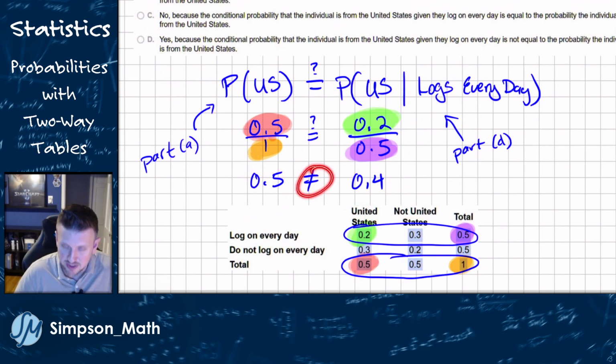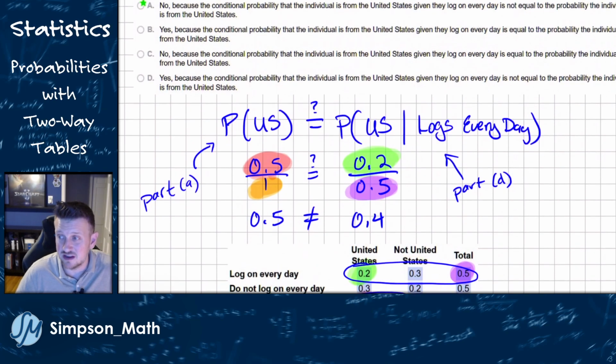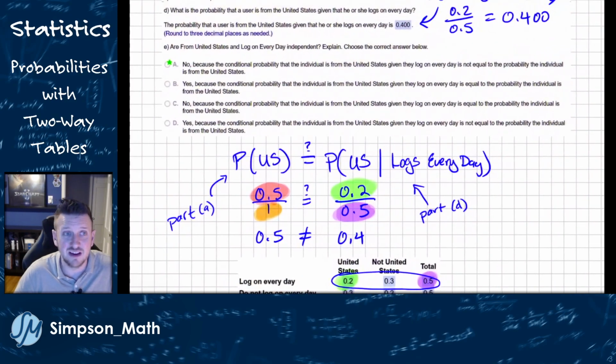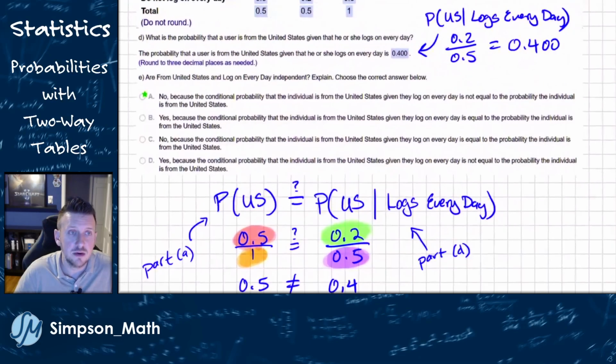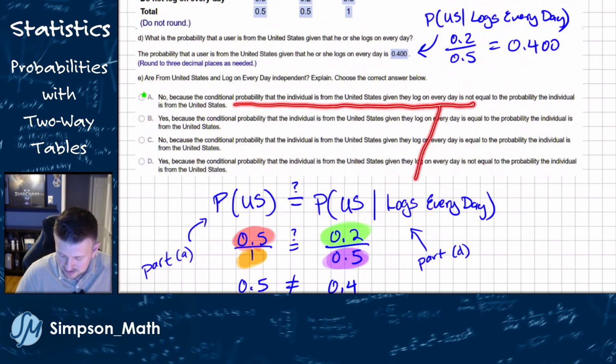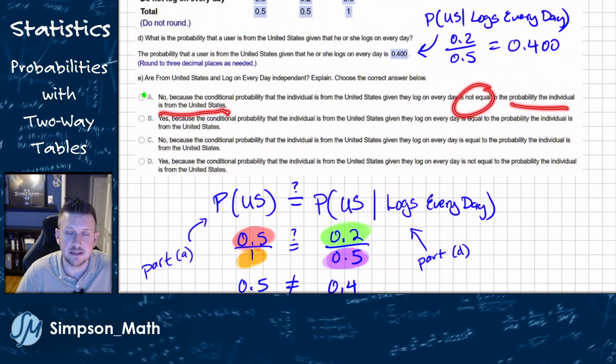That does not equal each other, and it's 10% off, and for a website, the 10% is going to be a big enough deal. So we're going to say no, these are not independent because the conditional probability that the individuals from the United States, given they log on every day, a lot of words to say this thing we found in D, does not equal to the probability of the individuals from the United States.